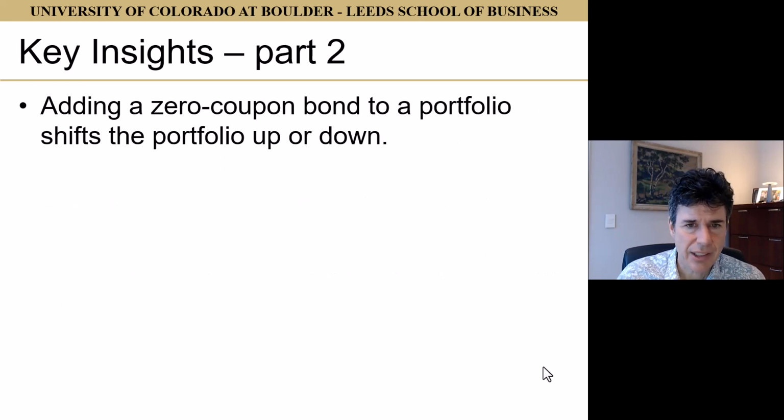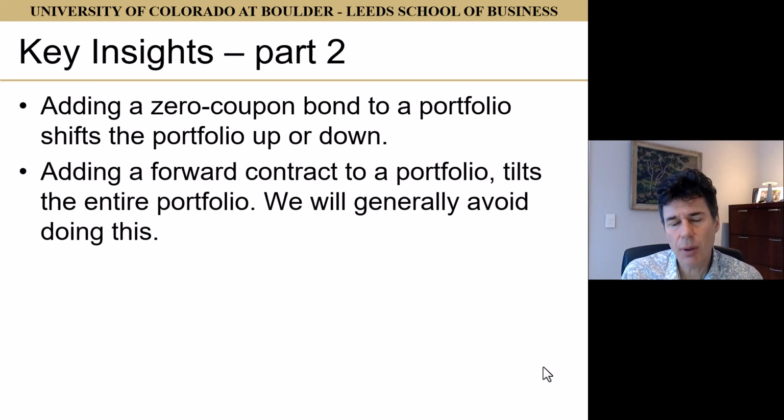Okay, adding a 0 coupon bond to a portfolio shifts the portfolio up or down. Adding a forward contract to a portfolio tilts the entire portfolio. Generally, we try to avoid doing this, and one of the reasons for avoiding this is a forward contract is really long a call, short a put, so we can always generate forward contracts using options.